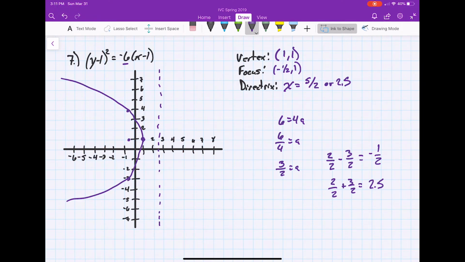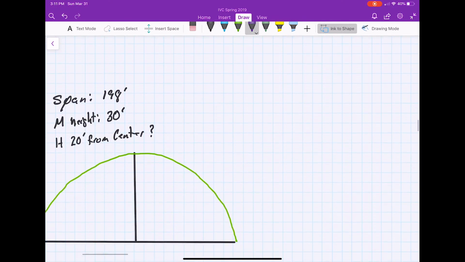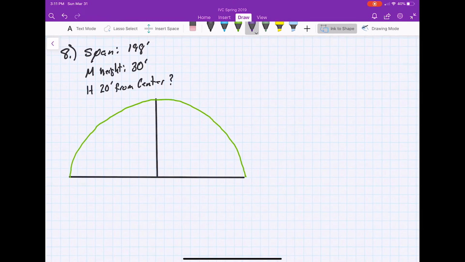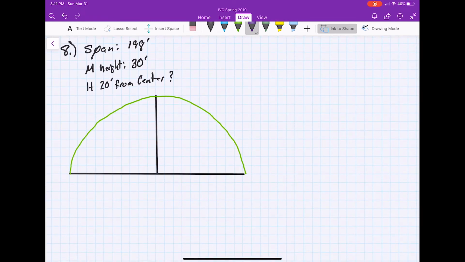So number 7. Those 3 are pretty much all the same problem, just with slightly different numbers. Number 8. Oh my gosh, number 8. A bridge is built in the shape of a parabolic arch. The bridge arch has a span of 198 feet and a minimum height of 30. Find the height of the arch at 20 feet from the center.